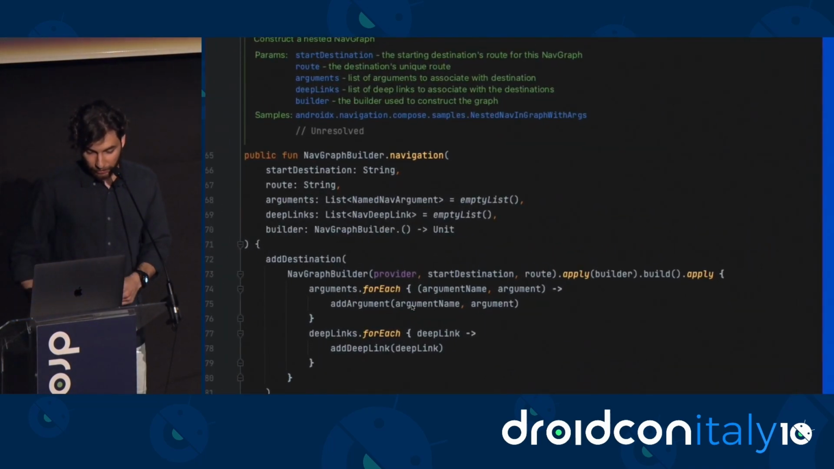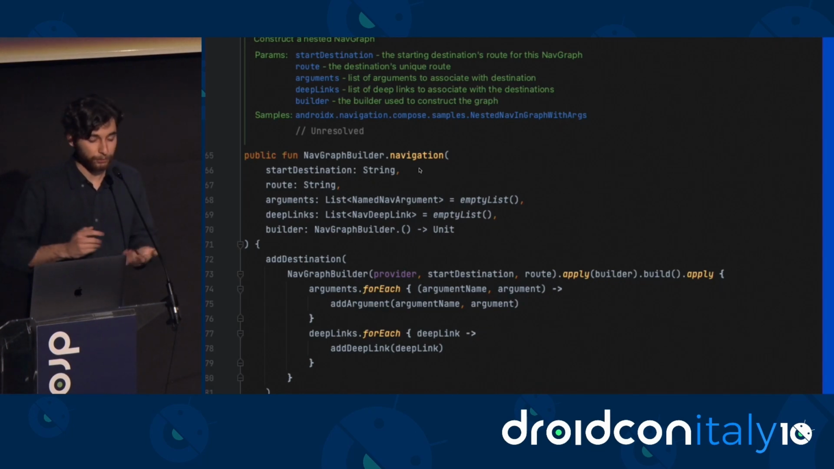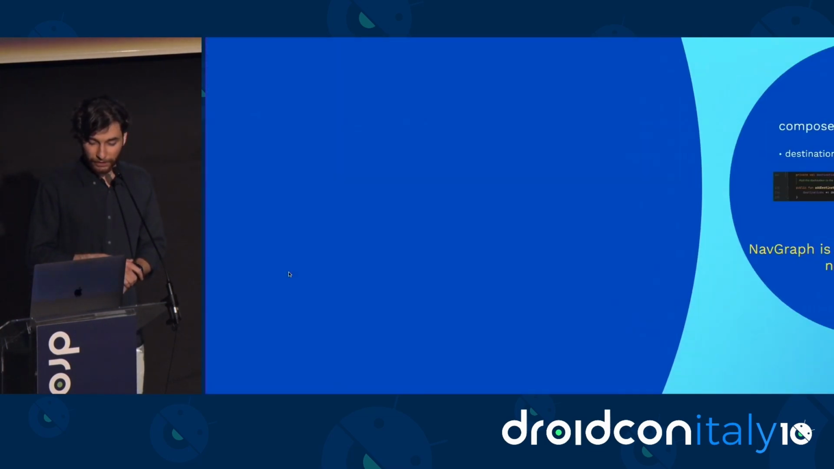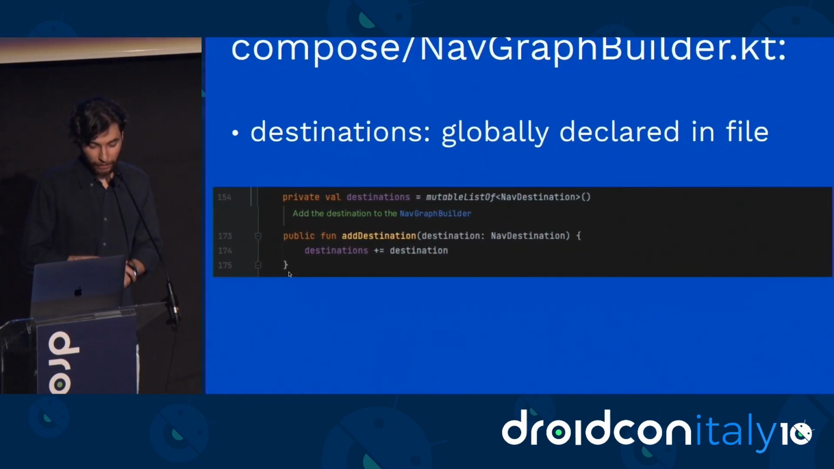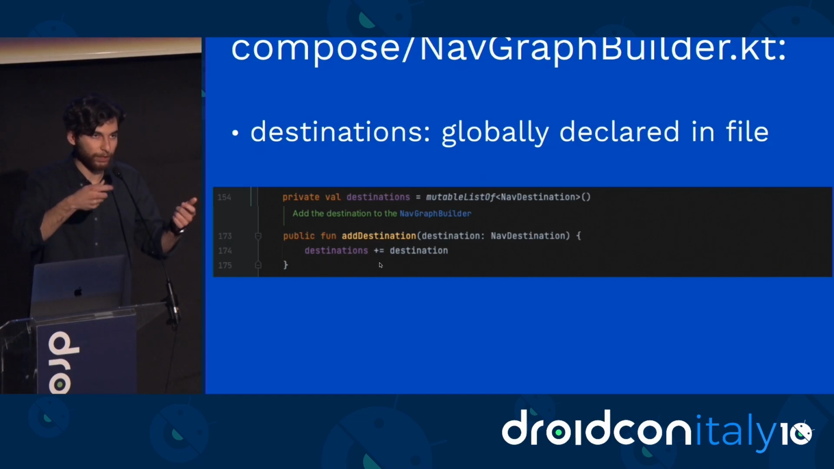This file was calling the keyword navigation, which is the keyword that we're using for creating nested graphs. In the building block of this nested graph, the first thing that a nested graph does is call some function called addDestination. Again, I went to see how it is implemented. It was implemented in the same file, and what I found out is that a list exists in that file, which is basically a list of nav destinations, and this addDestination function is just adding the destinations to the list.